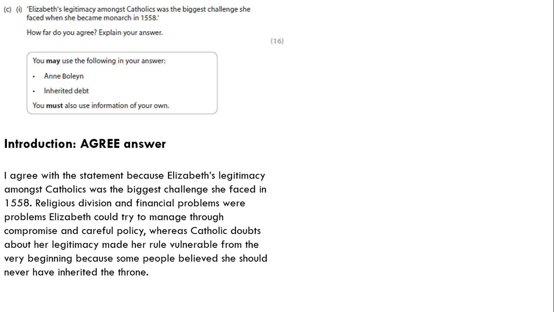Here are our two introductions. If you agree for legitimacy as the biggest challenge, you'd go for something like this. I agree with the statement because Elizabeth's legitimacy amongst Catholics was the biggest challenge she faced in 1558. Religious division and financial problems were problems Elizabeth could try to manage through compromise and careful policy, whereas Catholic doubts about her legitimacy made her rule vulnerable from the very beginning because some people believed she should never have inherited the throne. So she can manage religion, she can manage financial problems, she can't manage legitimacy, and that's why it would be most important, the biggest challenge.